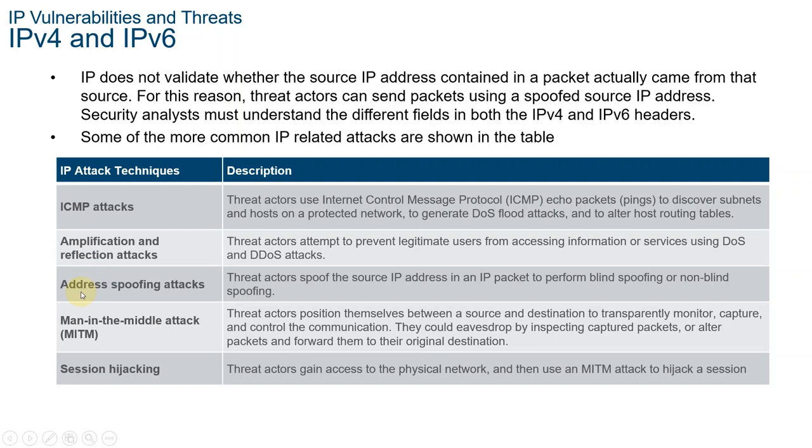Next are address spoofing attacks. Threat actors spoof the source IP address in an IP packet to perform blind spoofing or non-blind spoofing. For man-in-the-middle, as mentioned earlier in the previous slides, threat actors position themselves between the source and the destination to transparently monitor, capture, and control the communication. They could eavesdrop by inspecting captured packets or alter packets and forward them to their original destination. The last one is session hijacking. Threat actors gain access to the physical network and then use the MITM attack to hijack a session.